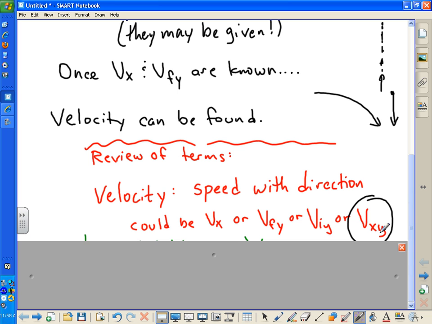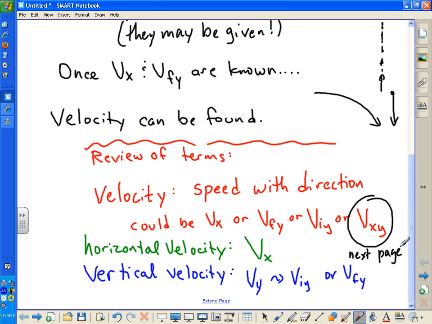Now sometimes we're going to be specific, and we'll ask you for the horizontal velocity. And then no matter which way it might be moving, all we're asking for is Vx. And sometimes we'll be specific and ask for vertical velocity, and even though it might be moving sideways, all we're really asking for is Viy or Vfy, depending on whether it's at the start of the trajectory or the end of the trajectory. But you got to know your terms. When we say velocity, it could be lots of things. It depends on which way it's moving at that time.